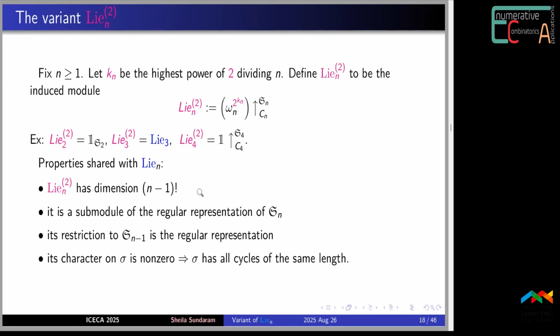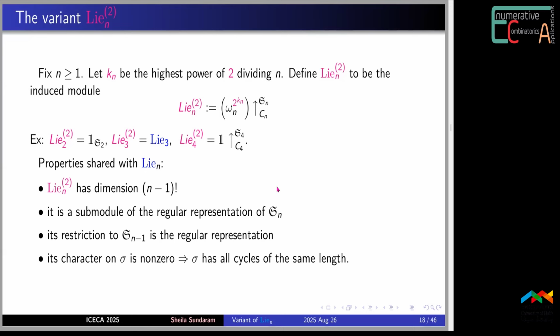Okay, so from this definition, you can see very easily that there are some properties it shares with Lie_n. It has dimension (n-1) factorial. It's a submodule of the regular representation of S_n, and that's because of the way S_n decomposes into a sum of n modules induced from the cyclic subgroup. Its restriction to S_{n-1} is the regular representation. You can see this from characters, or there are many other ways to see it. The character's value on a permutation sigma is non-zero only if sigma has all cycles of the same length.